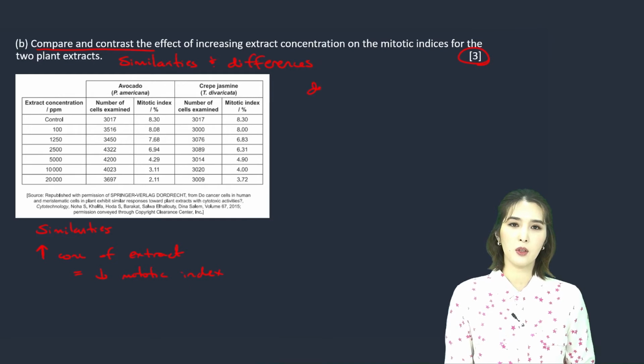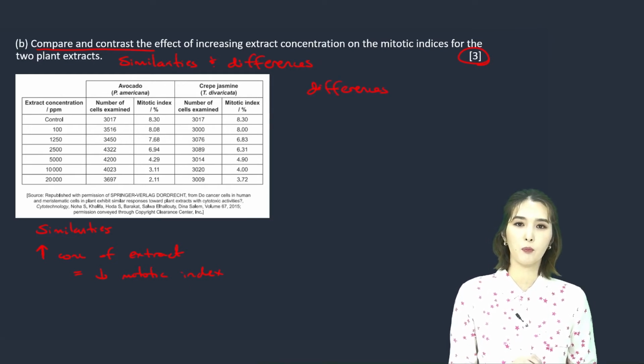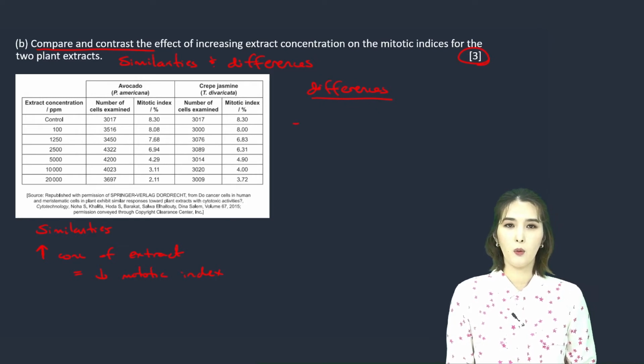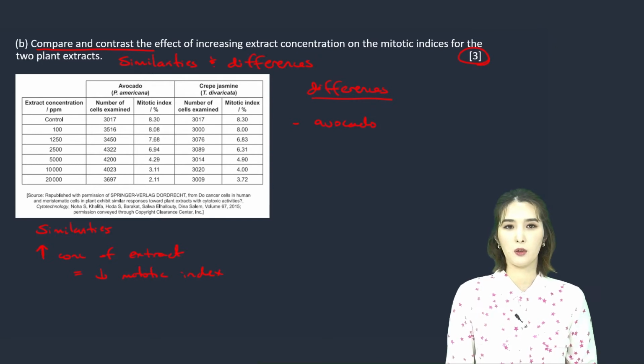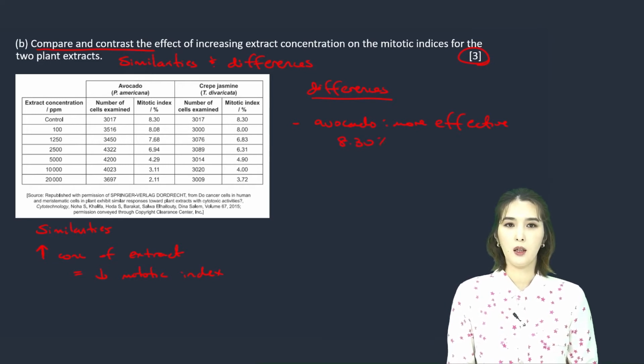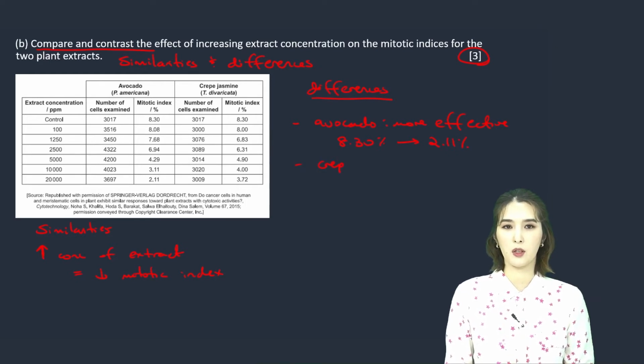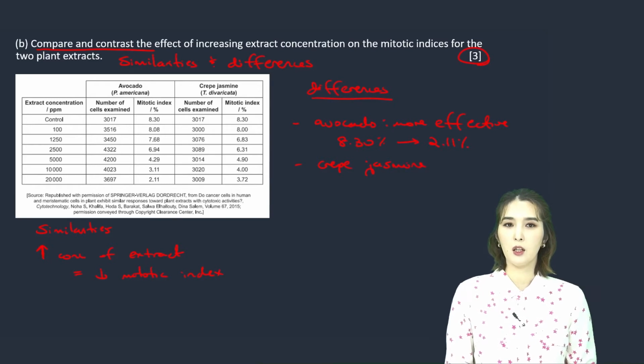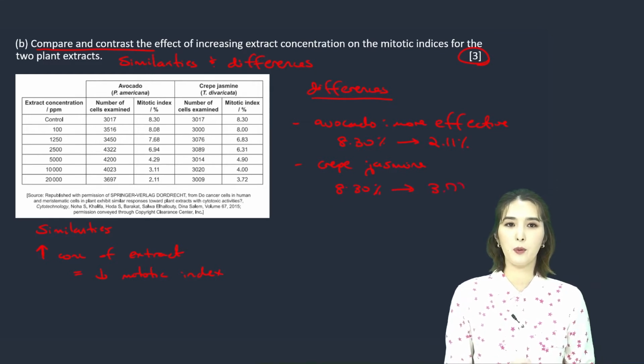Now, when you are answering DBQ questions, it's always helpful and beneficial to mention data points. And so in this case, for avocado, we're going to note that it's more effective at lowering the mitotic index because the mitotic index starts at 8.3%, the control, and it's lowered all the way down to 2.11% at the maximum concentration of extract. Whereas for crepe jasmine, you do start at 8.3, so the same baseline. But at the highest concentration of the extract, you end up at 3.72%, so a little higher compared to avocado.